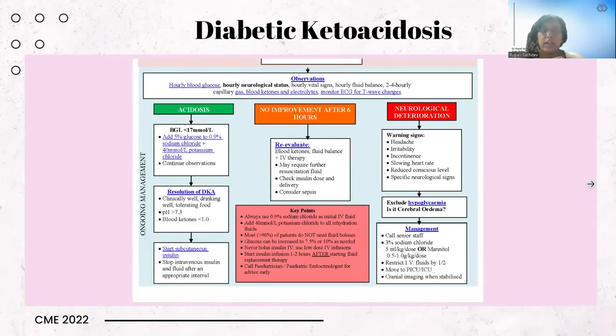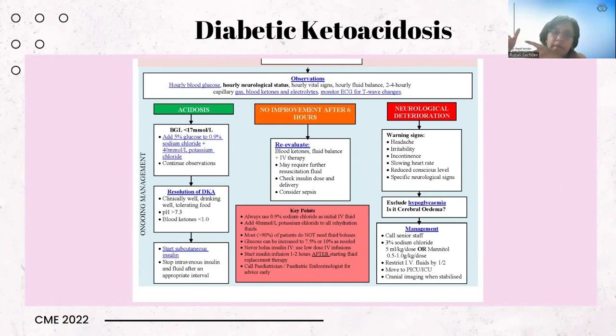Now, you have to monitor these patients hourly. So you have to do neurological status and blood glucose levels. You have to check their vitals. You have to check for acidosis, because these patients might deteriorate very quickly. So if they're in acidosis, you add 5% glucose to NS and you add 40 millimoles of KCl and you continue the observation.